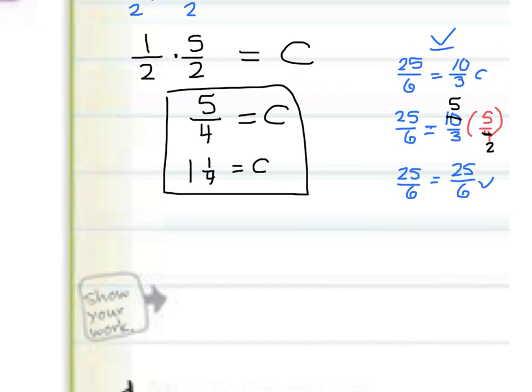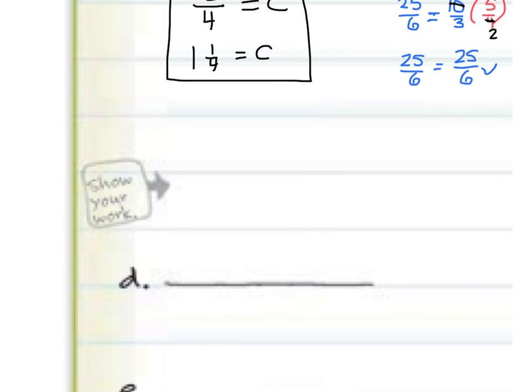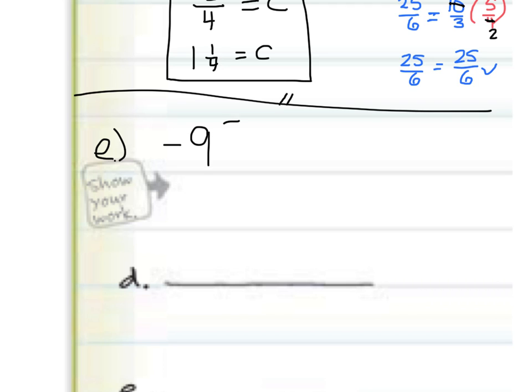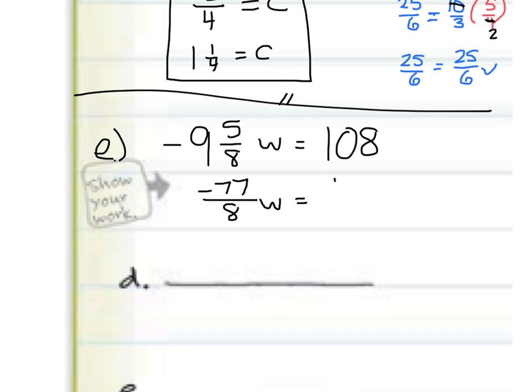As we continue on now to example E, we have negative 9 5/8 W equals 108. Let's get both of these as fractions or improper fractions. Save the negative for the end here. 9 times 8 is 72, plus 5 is 77. So this is negative 77 over 8 W equals 108 over 1. Now I can multiply by the reciprocal, negative 8 over 77 on both sides.